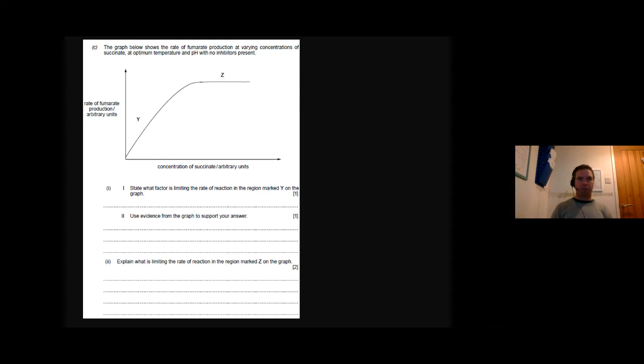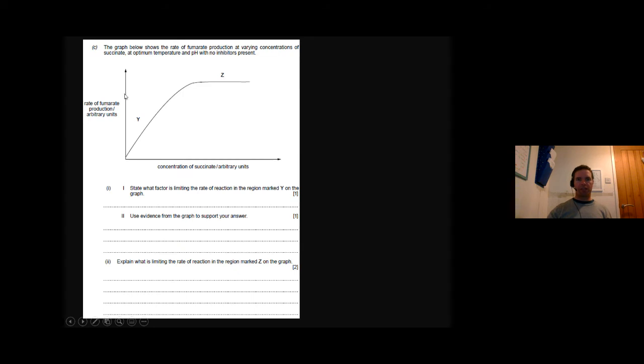So the graph below shows the, well, do you know what? In the interest of time, let's just look at what we've got going on here. This is our standard graph. We've just seen it's concentration of succinate, so it tells us we are talking here about concentration of substrate. The stem of the question we're not seeing here. It would have told you what the reaction is. So succinate is the substrate, fumarate is the product, and so that's telling us the rate of fumarate production is the rate of product production or rate of reaction.